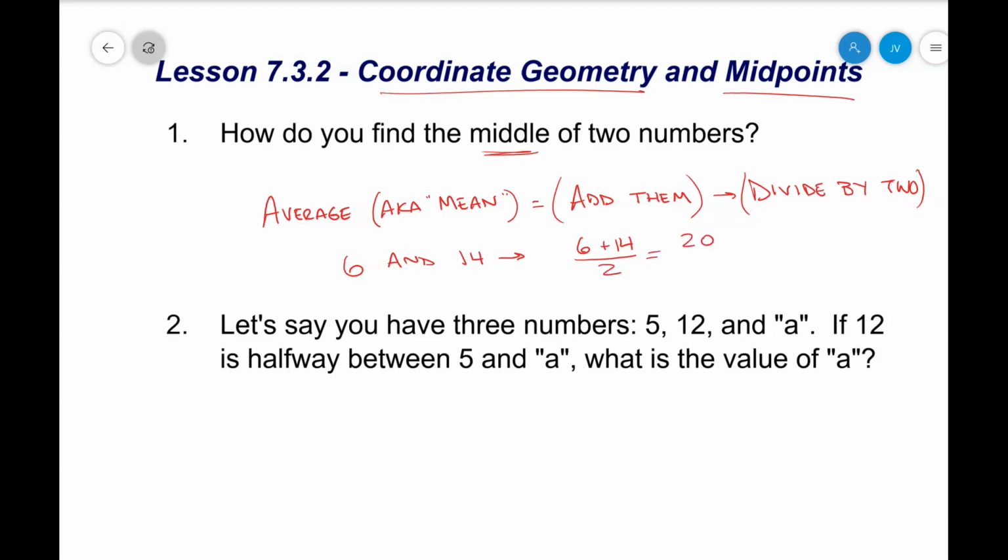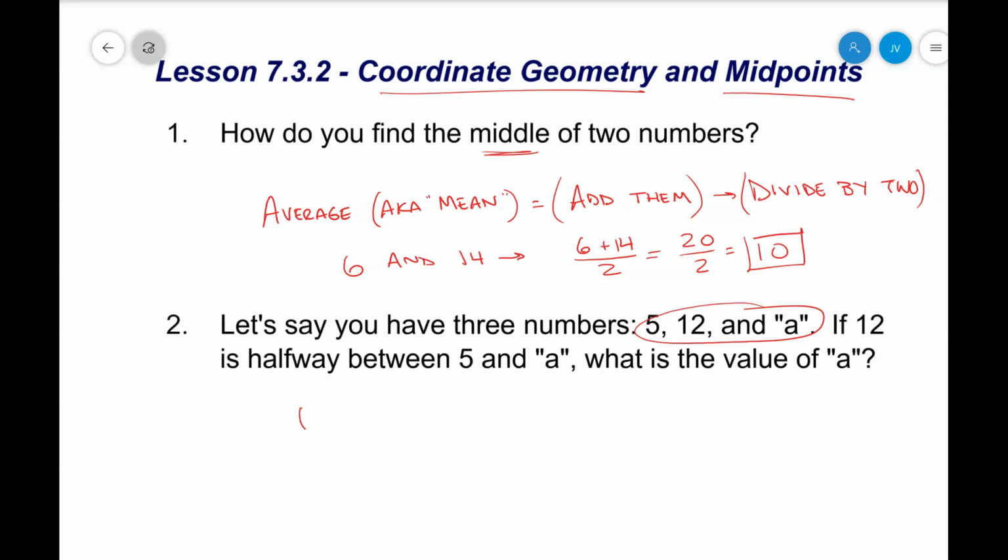6 plus 14 is 20. Cut that in half. We get 10. It's that simple, folks. This next question is a little bit trickier. Let's say we have three numbers, 5, 12, and a. If 12 is halfway between 5 and a, what is the value of a?